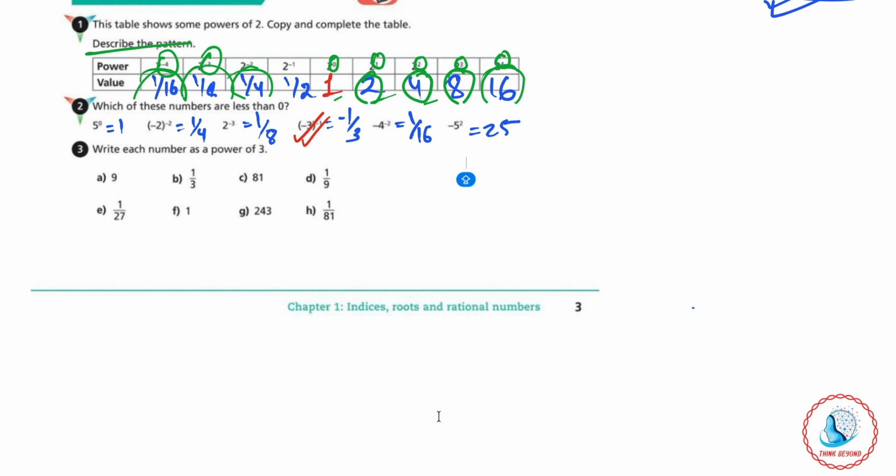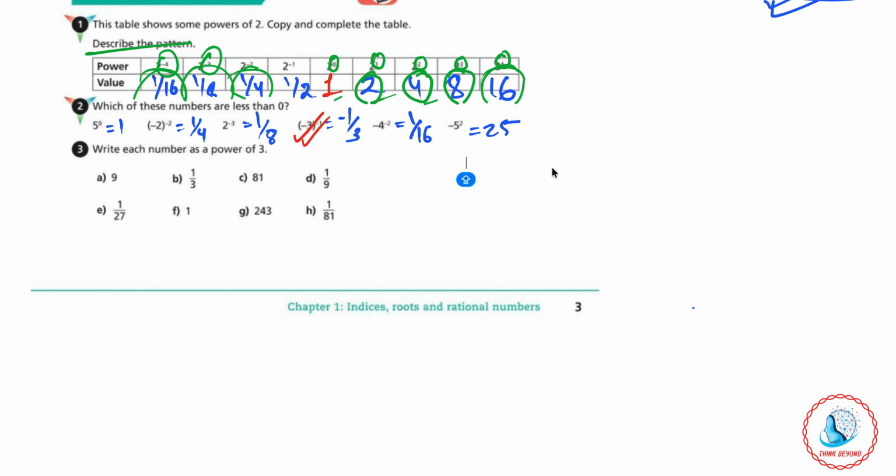Now question number 3 comes here. Write each number as a power of 3. We have to write each number as a power of 3. So for A, 9, how can we write it? 3 times 3, which is 3 raised to power 2, right? Now question B says 1 over 3. You can write 3 raised to power minus 1. I hope you don't have any doubt here.